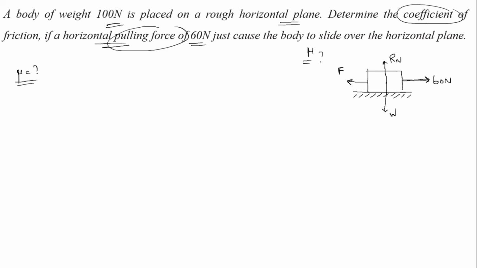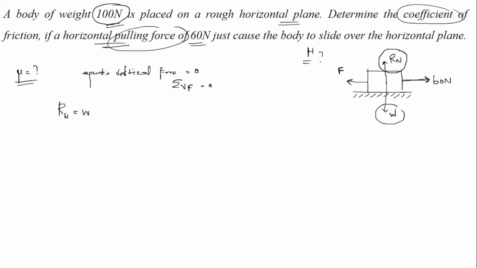So first we need to equate the sum of vertical forces to 0. How many vertical forces are there? Rn is acting upward and W is acting downward. So the normal reaction is equal to W. W given in the problem is 100 Newton. So what is the value of Rn? Rn is equal to 100 Newton. This is equation 1.